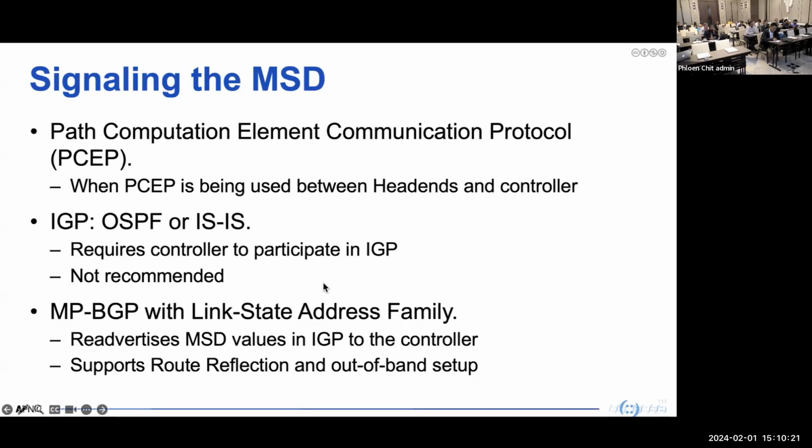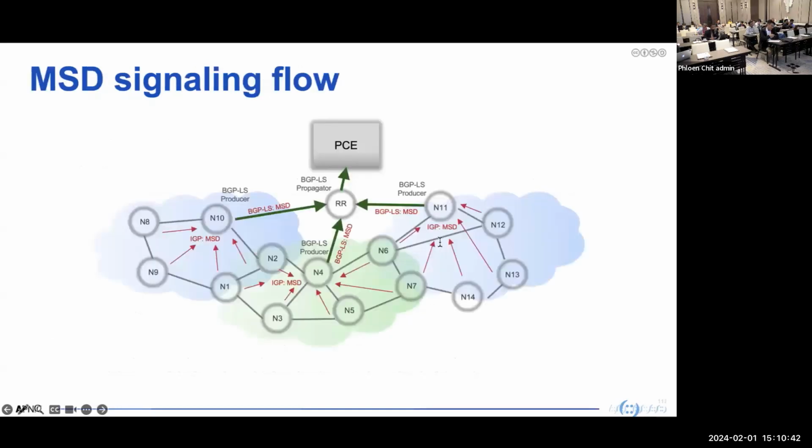Alternatively, we can use MP-BGP with the link state address family, known as BGP link state or BGP-LS, which can re-advertise the MSD values that the IGP advertised to the controller. This option is more scalable thanks to the support of route reflection and also the out-of-band setup that BGP can offer.